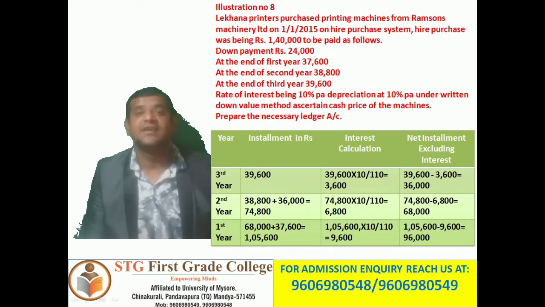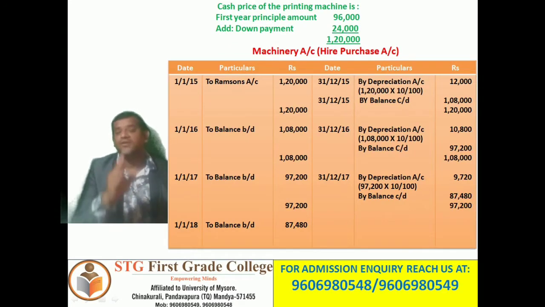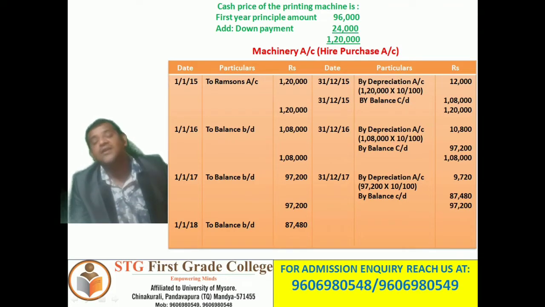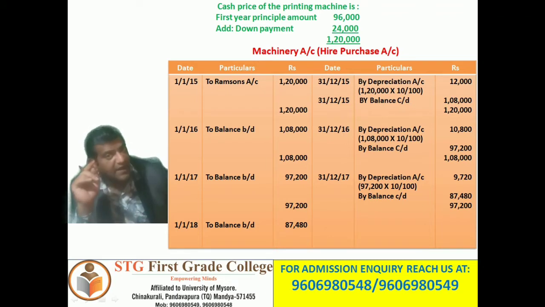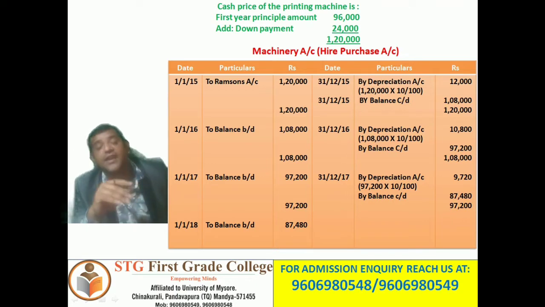96,000 rupees. So then add down payment 24,000. When you add it, you're going to get a cash price of the machine, 1,20,000. So this is the way you are supposed to find the cash price of a machinery. Okay, so let us open machinery account.